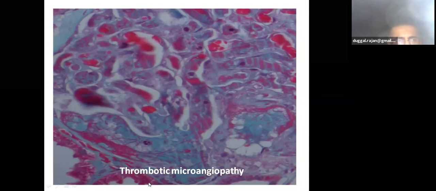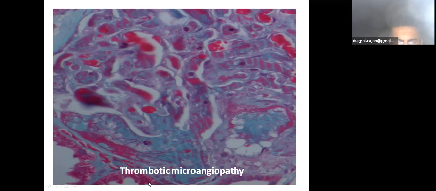Now, I must tell you that we hardly come across cases of acute antibody-mediated rejection in a conventional transplant. We get to see acute AMR mostly in an ABO incompatible setting, and you see ABMR happening mostly in the first 2 weeks post transplant.